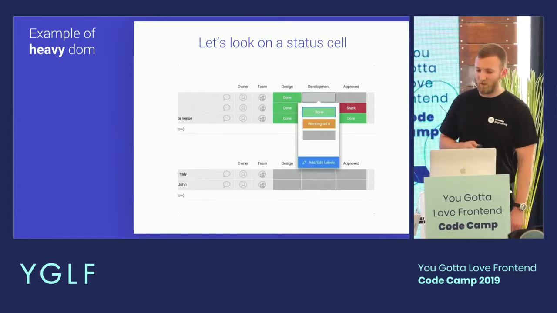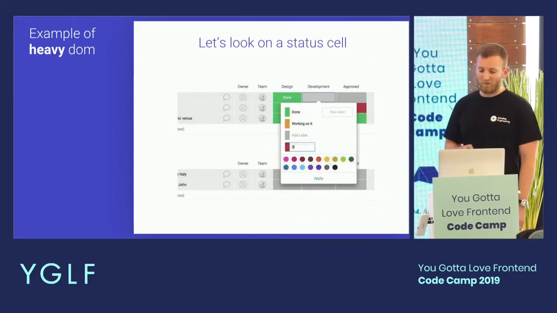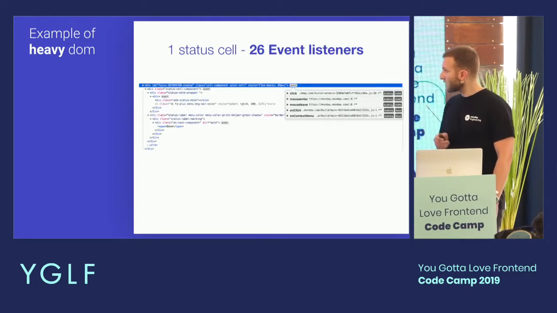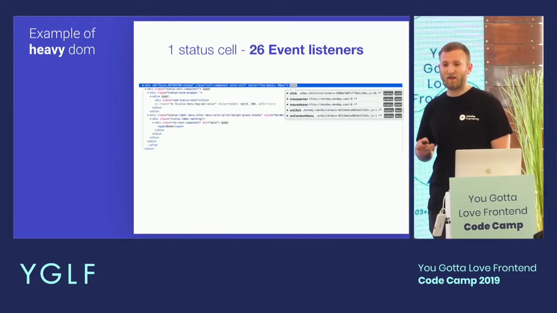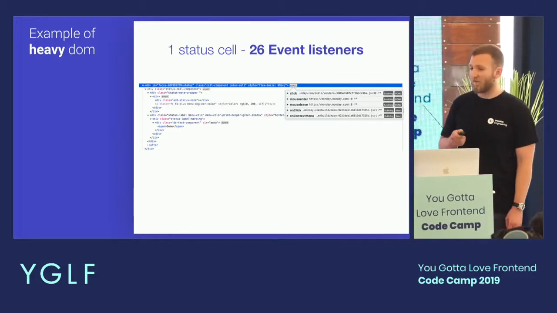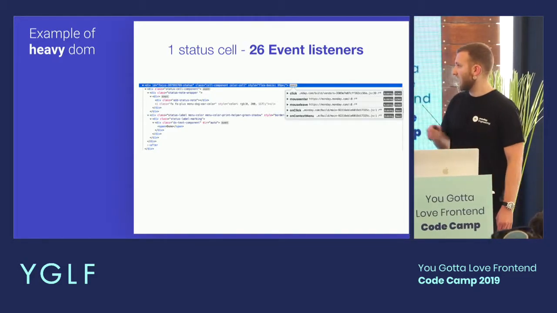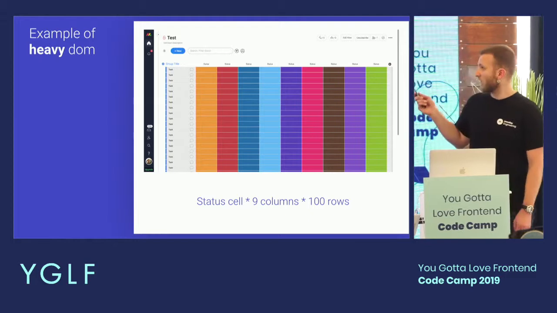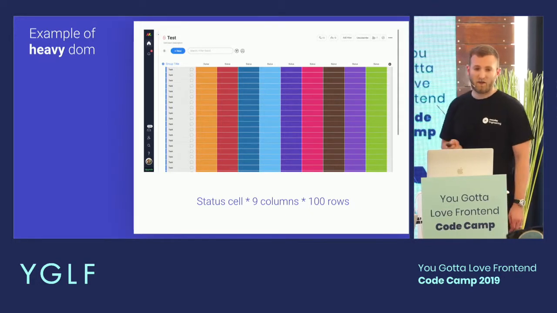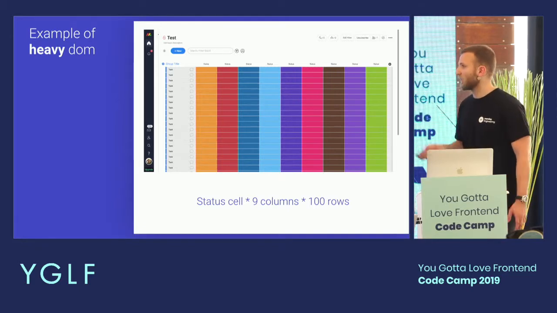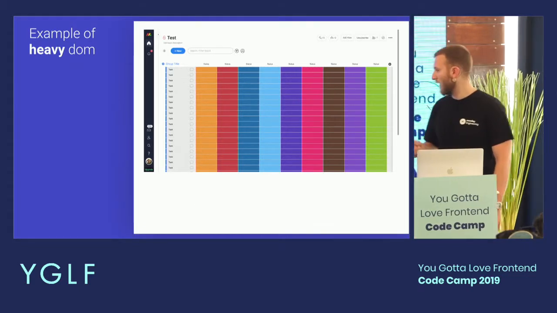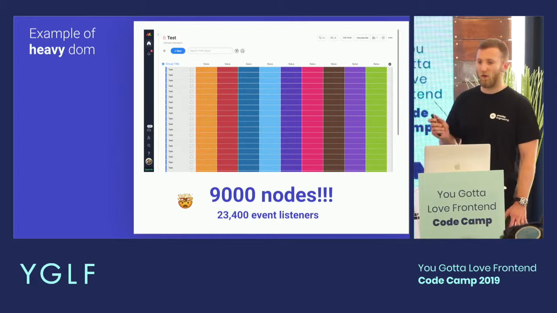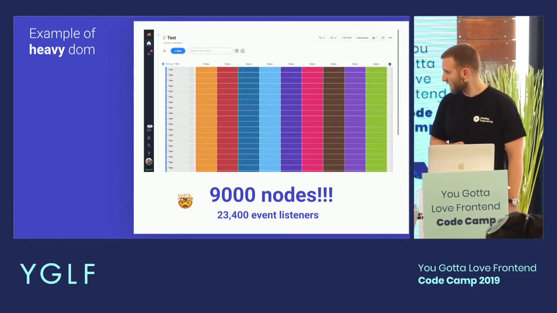Let's take, for example, the status cell. It's one type of column that we have in the system. The status cell contains 10 DOM nodes for each status cell. In addition, it has 26 event listeners. We took this screenshot from Firefox DevTools. It's an easy way to find how many event listeners you have in the DOM. And this board, for example, has 9 status columns and 100 rows. If you calculate all together, we get 9,000 nodes and 23,000 event listeners. As we saw, an optimal web page contains 1,500 DOM nodes.